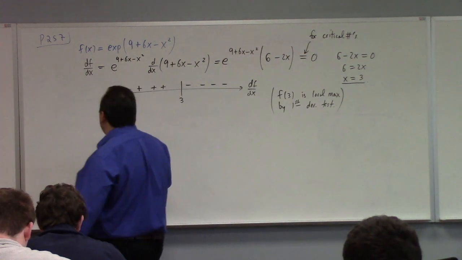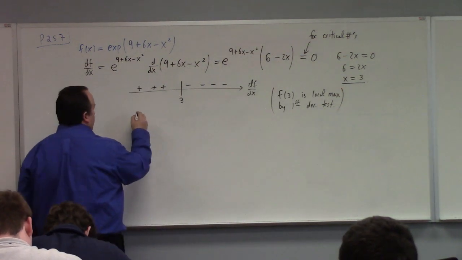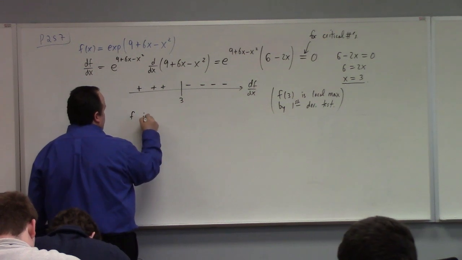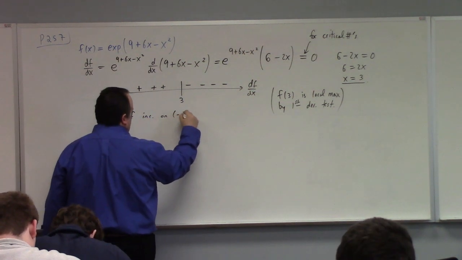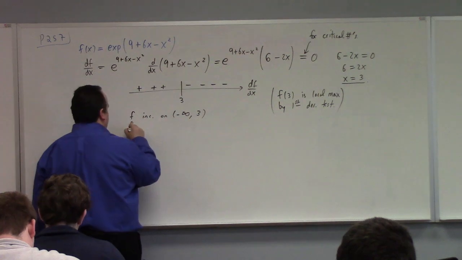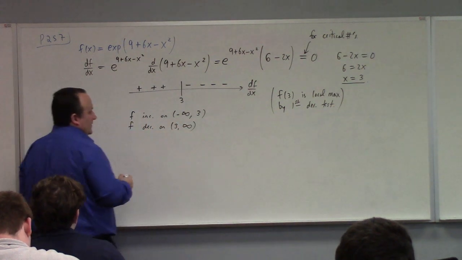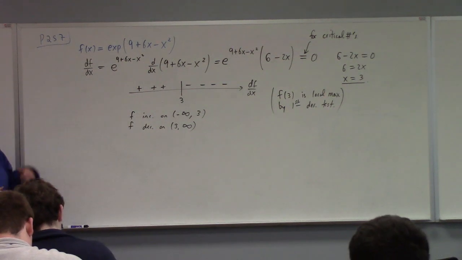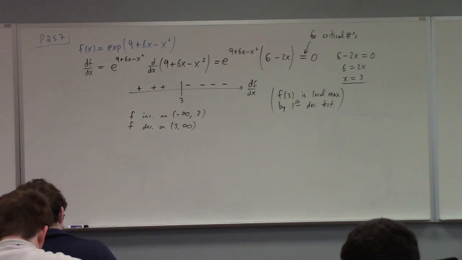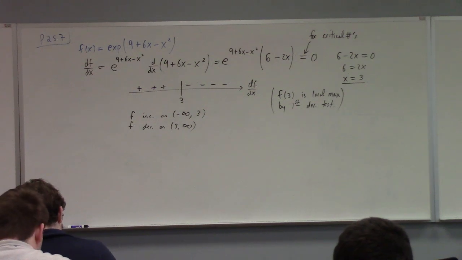All right, so then what? F is increasing on minus infinity to 3, and F is decreasing on 3 to infinity. That's where the derivative is positive, and that's where the derivative is negative. That's where it's increasing, and that's where it's decreasing. Next up, concavity.